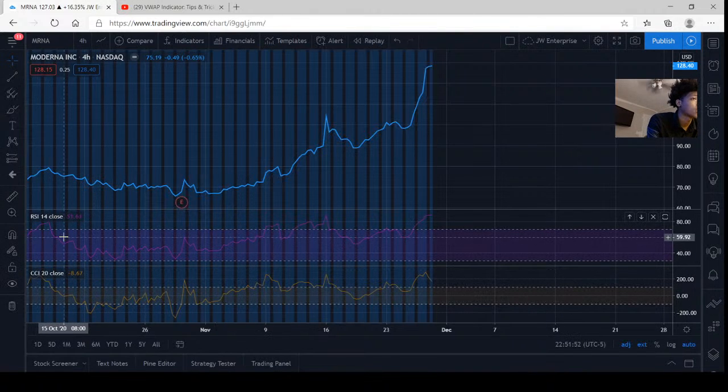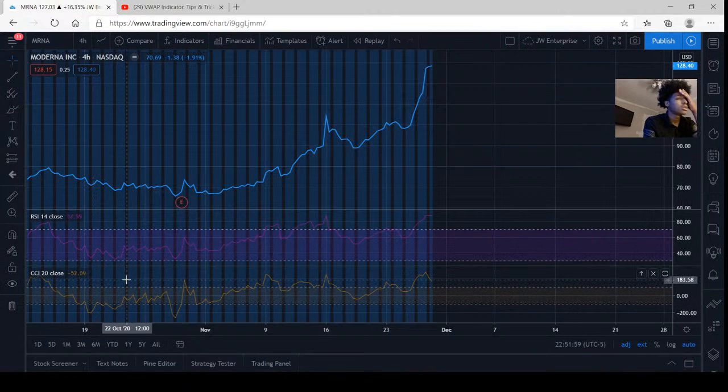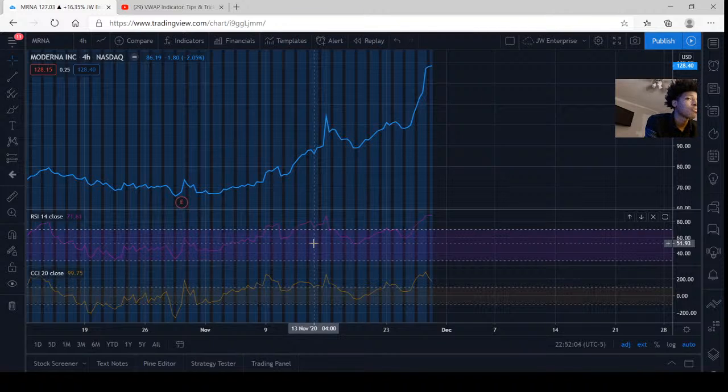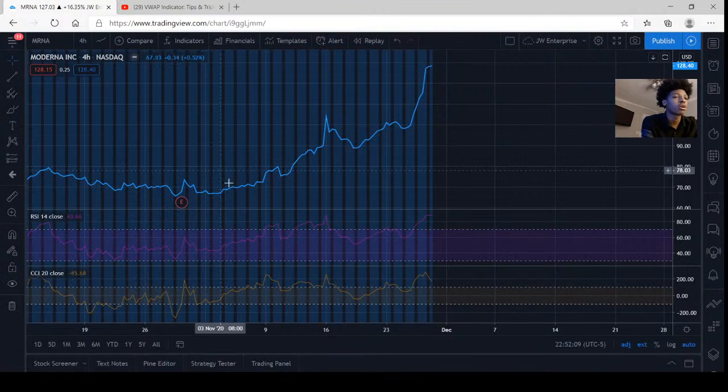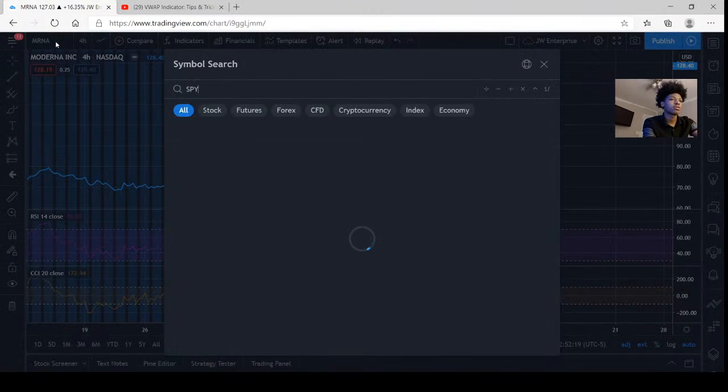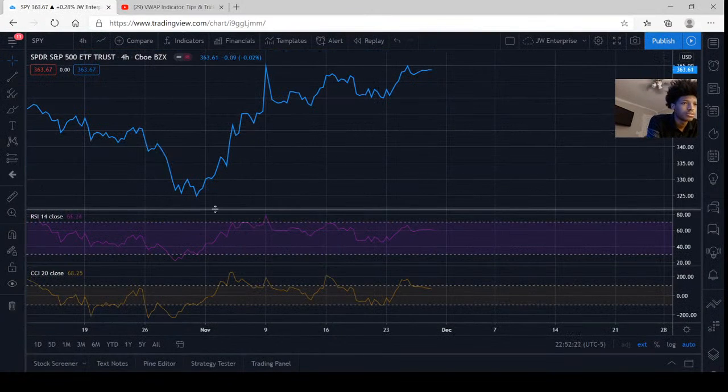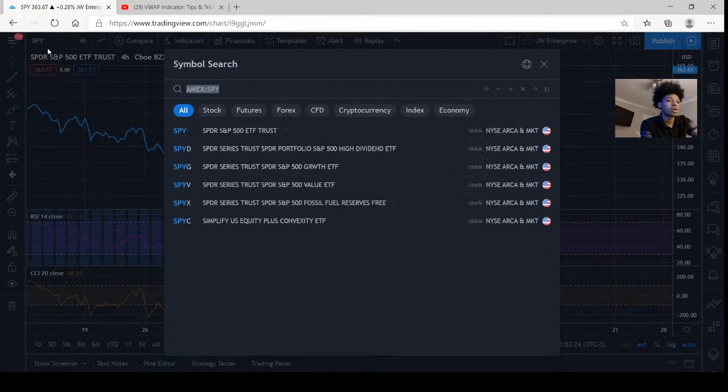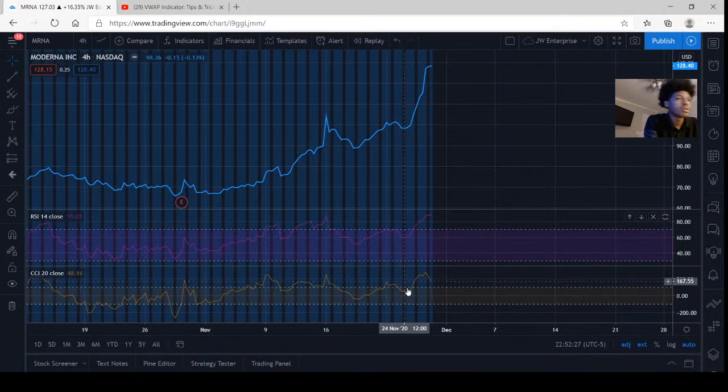I use my RSI to tell if my share price is oversold or overbought, but I use my CCI to check if my RSI is oversold or overbought. And that just gives me more information on the overall share price. So all of these charts are in line with this share price right here, this share price for mRNA. I'm going to go back to SPY for y'all. Actually, mRNA may be a better chart to look at.